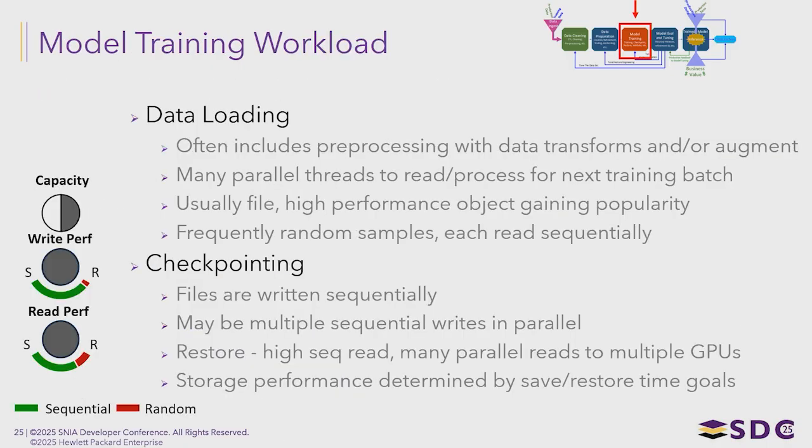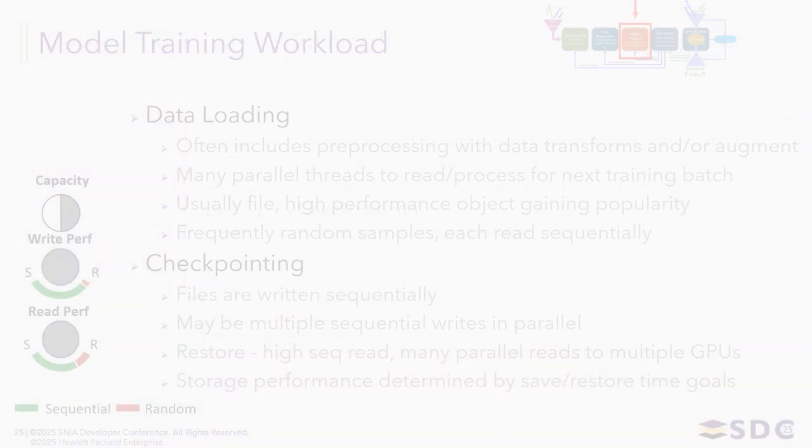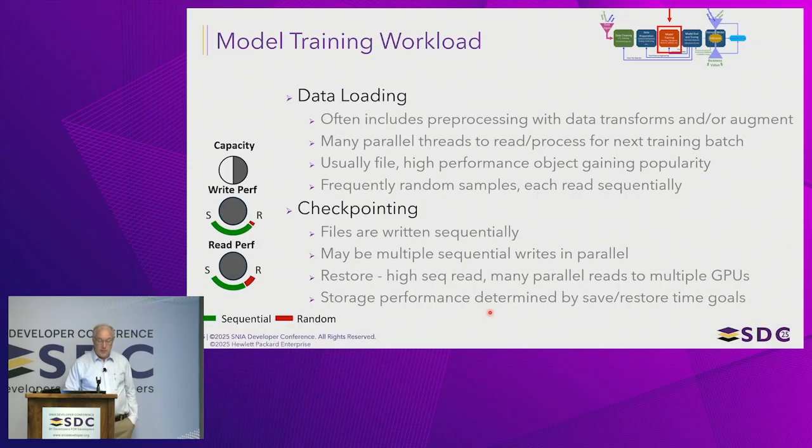So during model training, your data loading phase runs. You need your read performance to be just maxed out to get the data loaded into the GPUs. That often includes some CPU time to do some pre-processing with some data transforms. Lots of parallel threads doing read-write processes for the next training batch. Traditionally it's usually been file, but high-performance object is really gaining a lot of interest. I'll be interested to see where that goes.